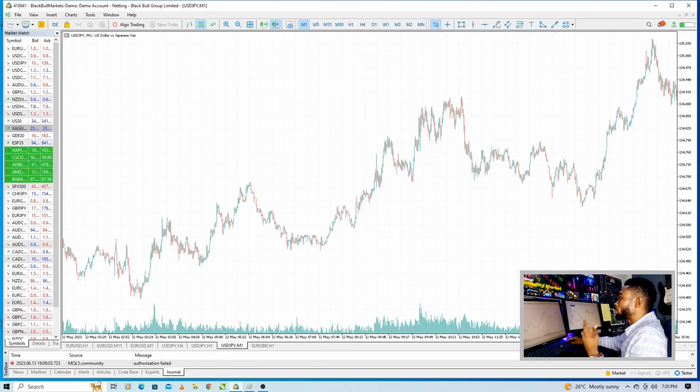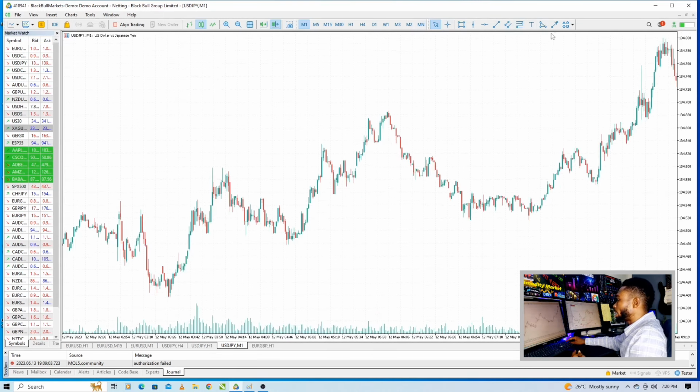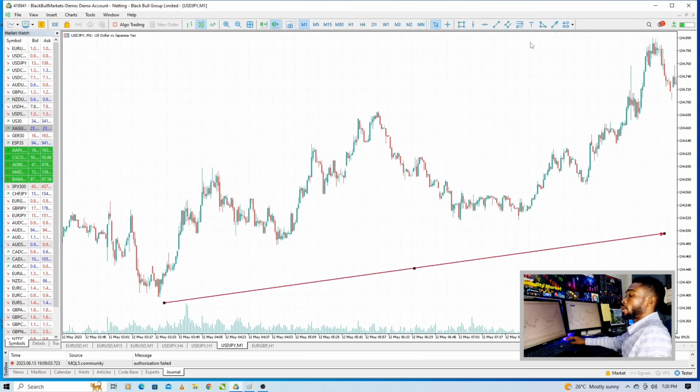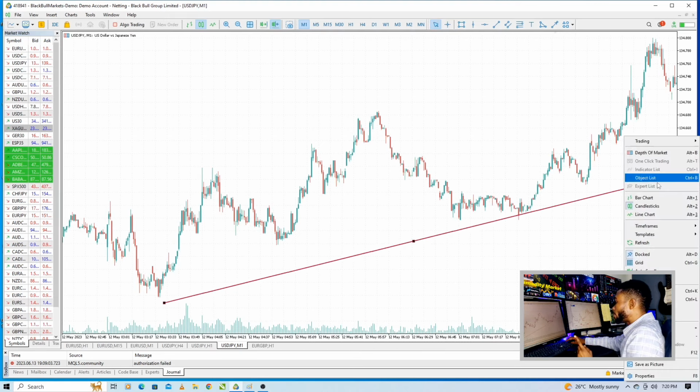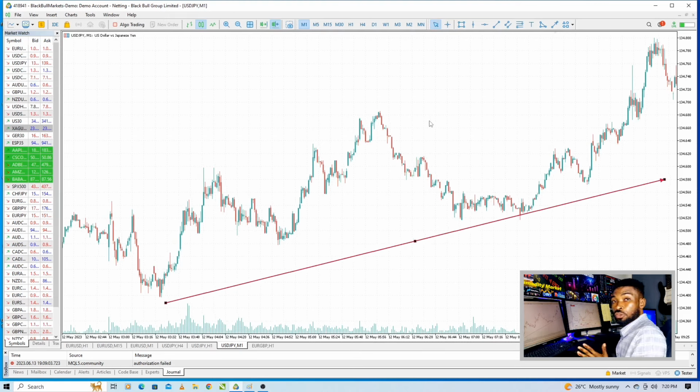Make sure that all the time frames are aligned. If you are buying, make sure that all the time frames are on an uptrend, and if you are selling, make sure that all of them are on a downtrend. Do not go against the trend. Every time follow the trend, and you will have a lot of successful trading.